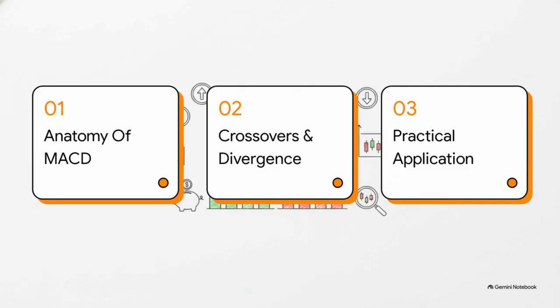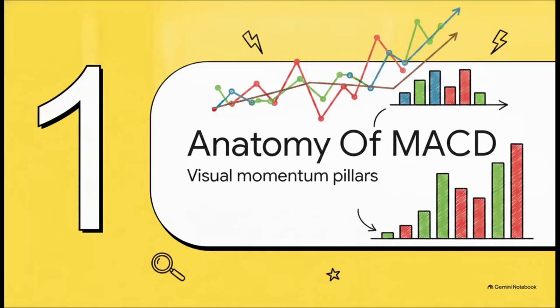Here's our game plan for today. First up, we've got the anatomy of MACD. Next, we'll look at crossovers and divergence, and finally, we will wrap up with market structure practical application. All right, part 1. The anatomy of MACD. We are isolating the visual pillars of this momentum engine.